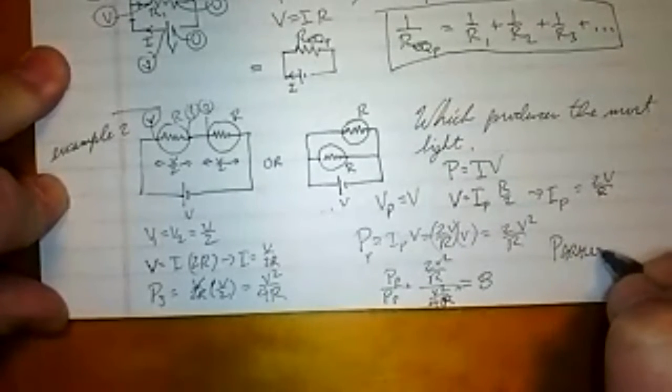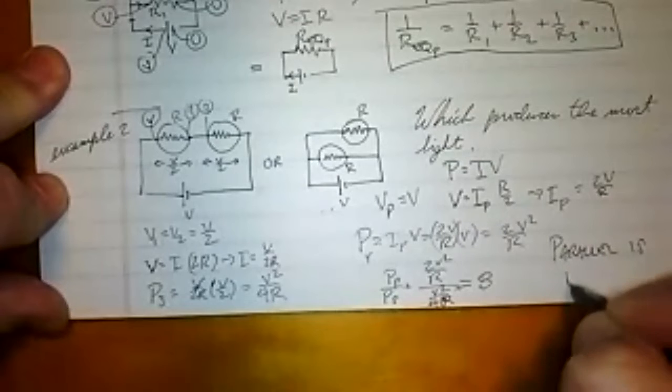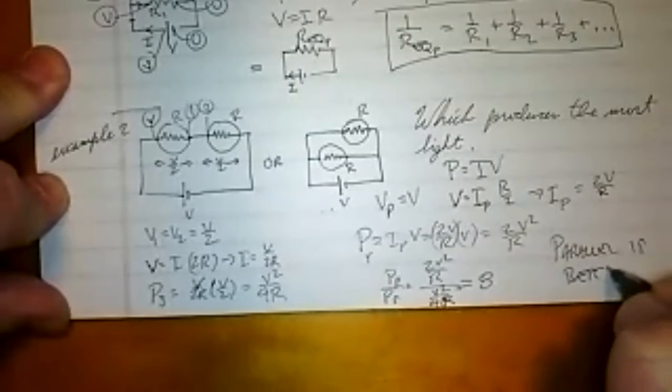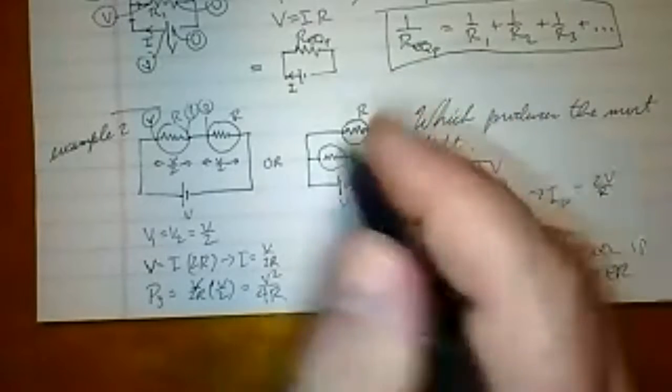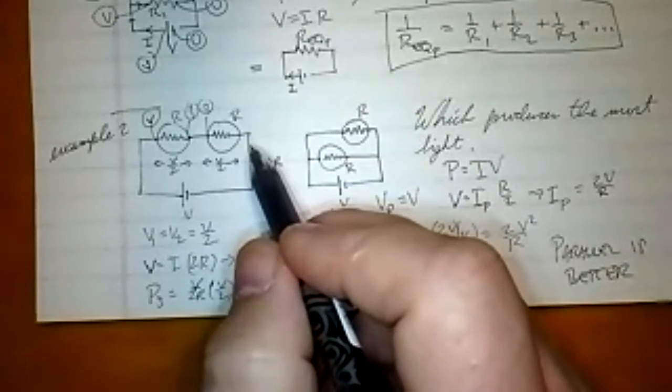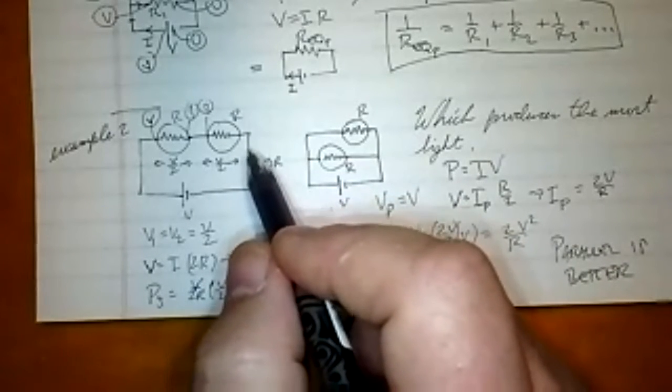So yes, parallel is better. And that is the way they connect them in a car. Another good reason for connecting them that way in a car, you can ravel one headlight. I mean, you might get a ticket, but you can ravel one headlight.